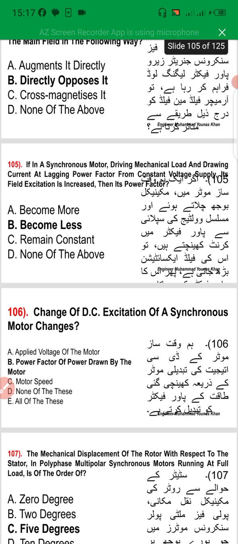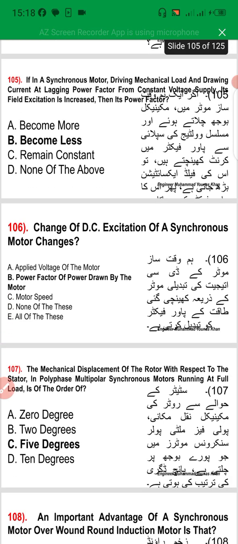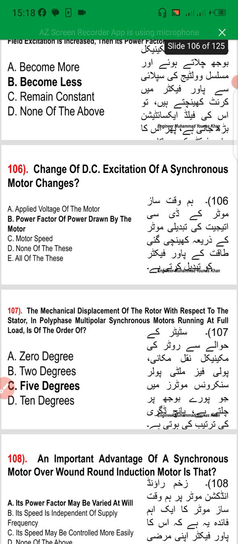If a synchronous motor driving mechanical load and drawing current at lagging power factor from constant voltage supply has its field excitation increased, then its power factor becomes less. Change of DC excitation of a synchronous motor changes power factor of power drawn by the motor.